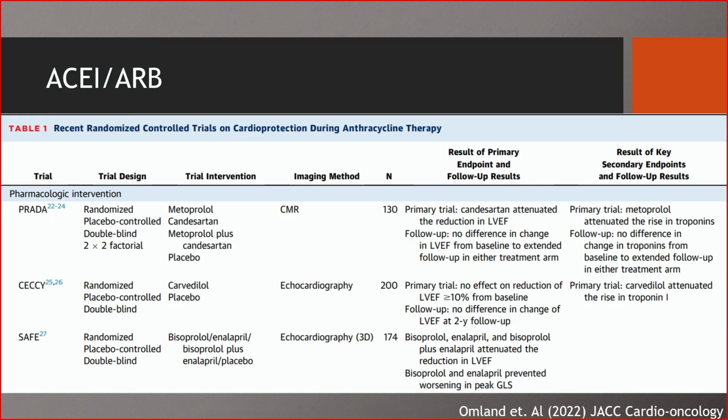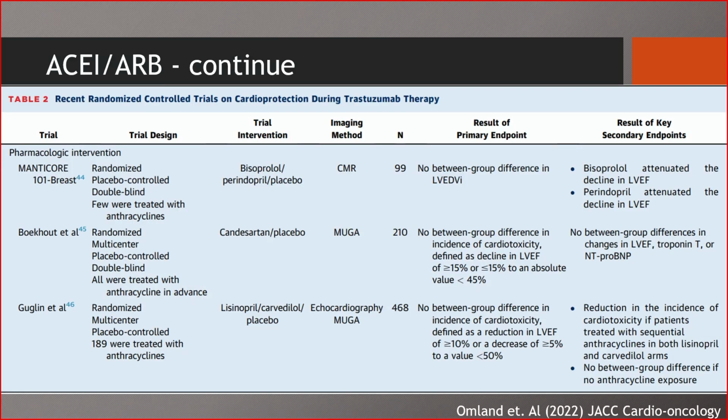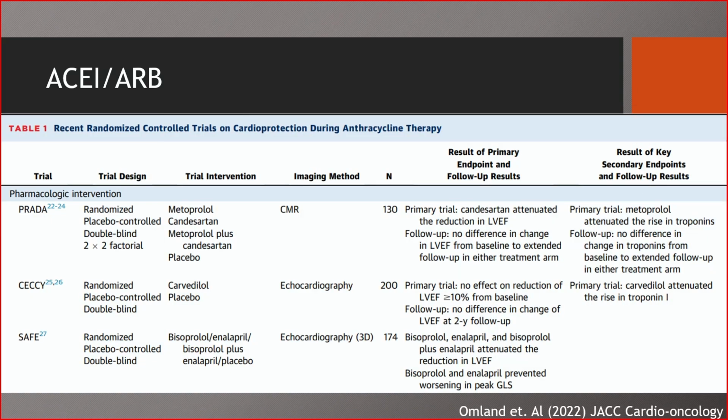ACE inhibitors and ARBs have also been extensively used. As you can see here, there are 6 studies. There are even more. But the primary outcome was always that there was a reduction in the incidence of heart failure and attenuation of the reduction in ejection fraction when you use ACE inhibitors or ARBs. But when they followed patients up over years in most of those studies, they found that patients did not actually have a significant difference in the ejection fraction.